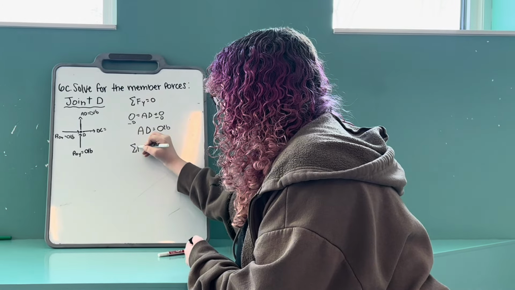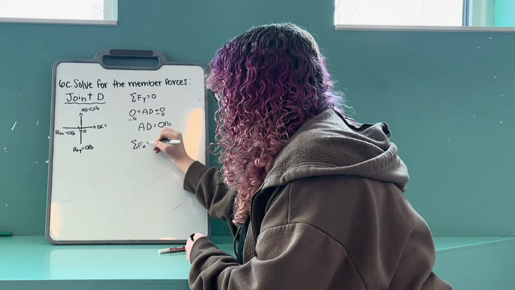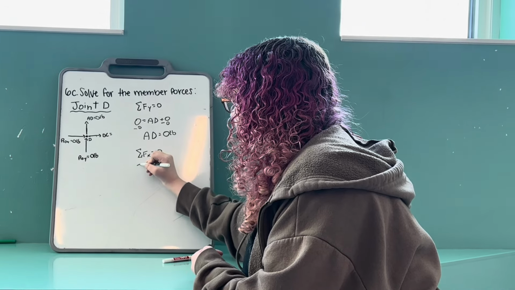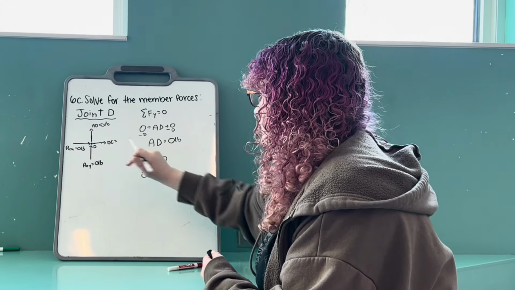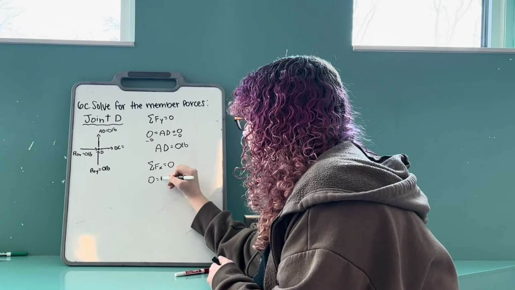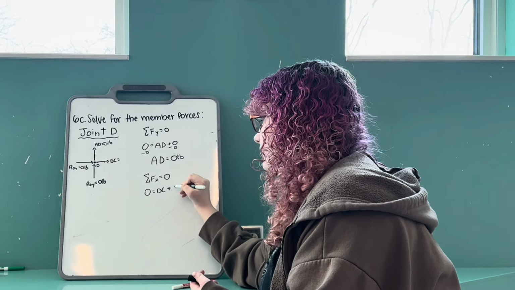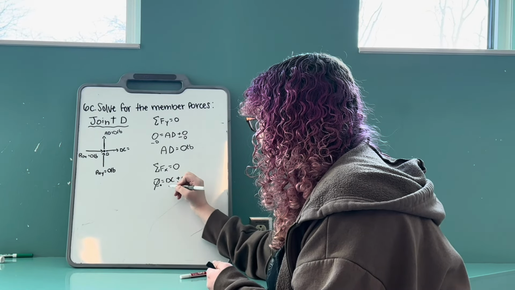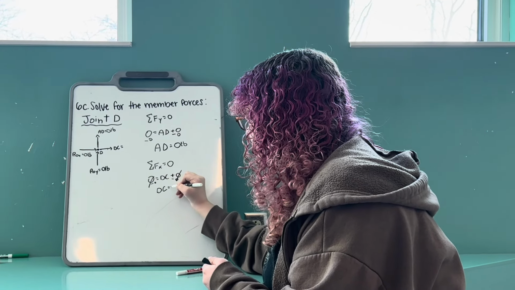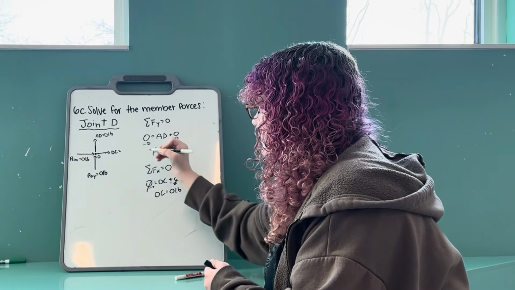And then for your x direction, it's kind of the same thing. It's sum of the forces in the x direction is equal to 0. So then you do 0, and obviously our forces are RDX is 0, and then DC. So it's equal to DC plus 0. And then again, these kind of cancel out. So then DC is equal to 0 pounds.